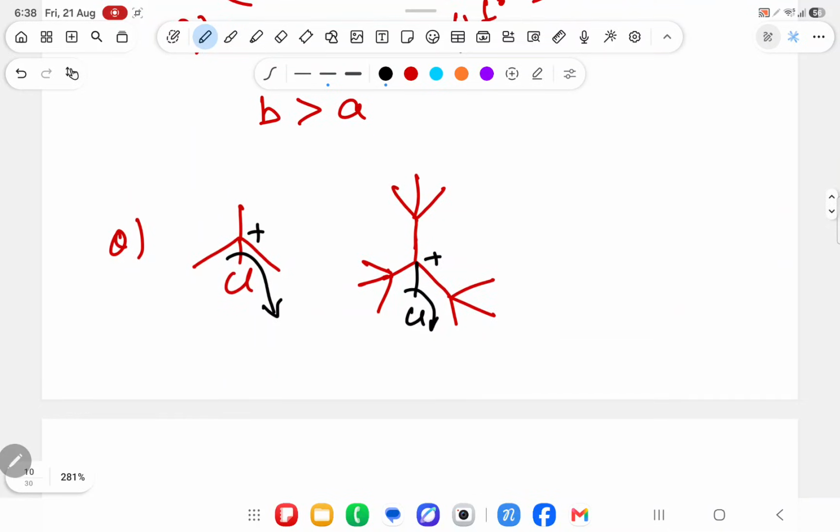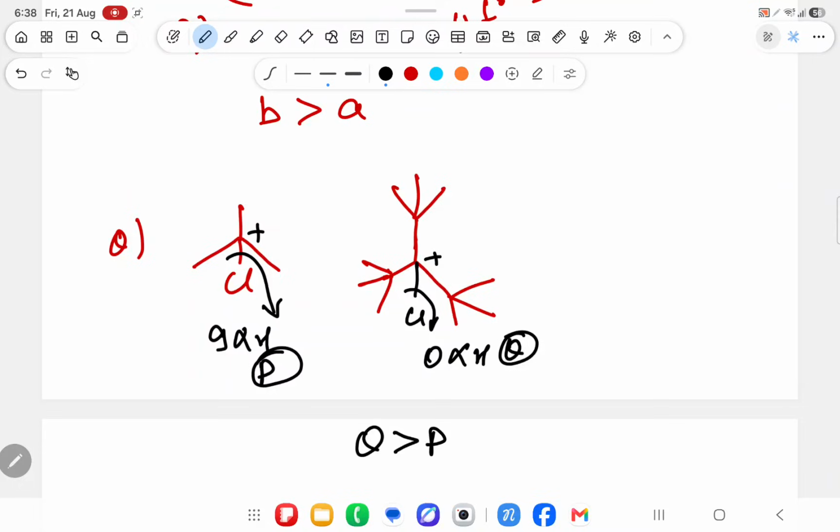Now check, you will say, sir, it has 9 alpha hydrogens, and it has 0 alpha hydrogens. Suppose this is P, this is Q. Don't judge according to alpha hydrogen, judge according to branching. Q will be more than P. Don't say that P will be more than Q according to alpha hydrogen. Understood? You always have to judge according to more branching.